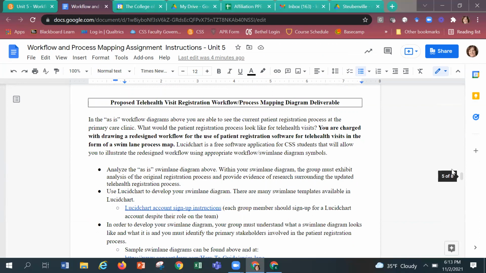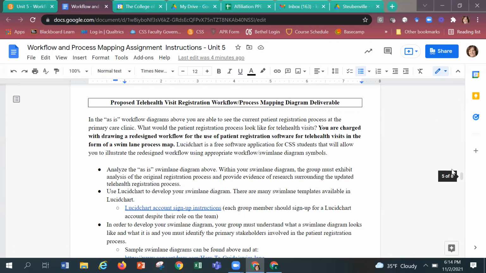So in the as-is workflow diagram above, you're able to see the current patient registration process at the primary care clinic. So what would that patient registration process look like for telehealth visits? You are charged with drawing a redesigned workflow for the use of patient registration software for telehealth visits in the form of a swim lane process map. Please note that this does need to be in the swim lane.